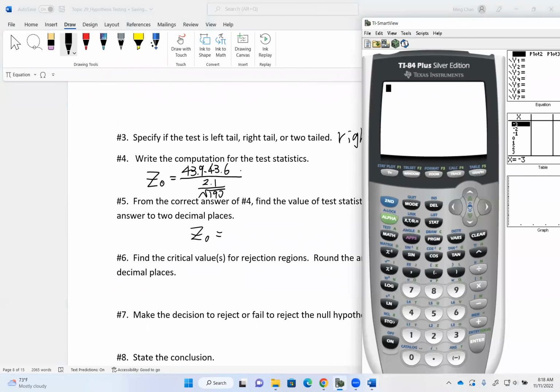So I want to put the top in parentheses, divided by, I'm going to open the parenthesis for my entire denominator: 2.1 divided by the square root of 190. Close the parenthesis on the square root, close the parenthesis for the denominator. So my test statistic is about 1.97.